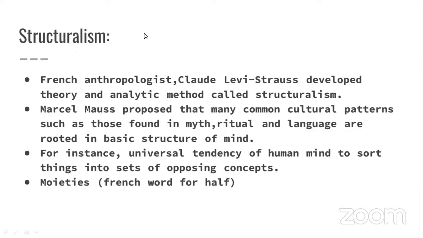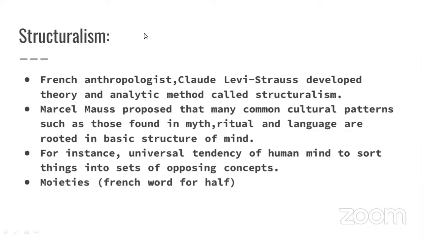For example, many societies divide themselves into contrasting but complementary groups, like moieties. I've written moitie, which is a French word for half. Many societies divide themselves into contrasting but complementary groups known as moieties. Each moiety traces its descent through one line to a common ancestor. In addition to many shared ritual functions, moieties create a system for controlling sex and marriage. A person from one moiety may only marry or have sexual relations with a person from the other moiety.